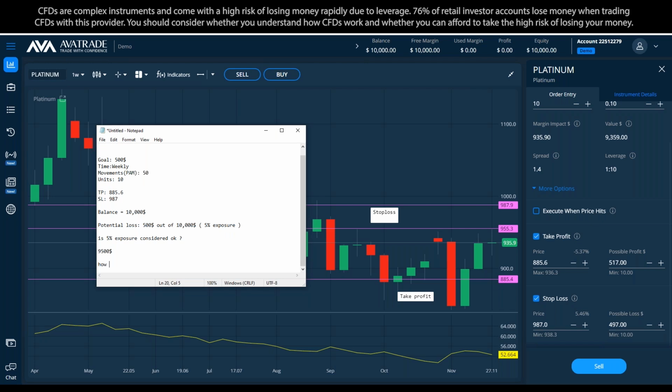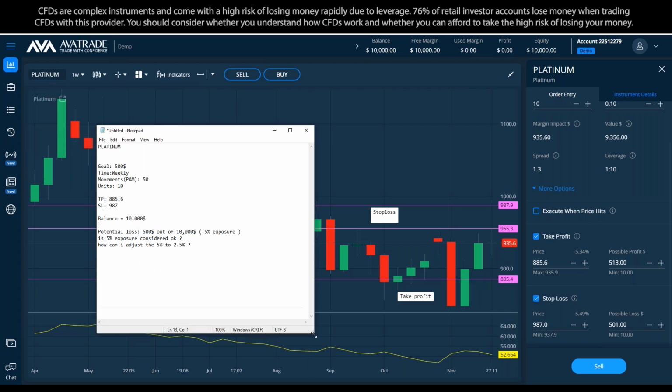Sayed, what is exposure? That's a wonderful question. Thank you. Let's understand what is exposure, and then we'll answer that question. But how can I adjust the 5% to 2.5%? Let me give you a riddle in the meantime. What is exposure? Exposure is how much I can lose out of my balance. Meaning 10,000 minus 500 equals 9,500. That's the exposure. For instance, if I had, let's say, 200,000, minus 500.